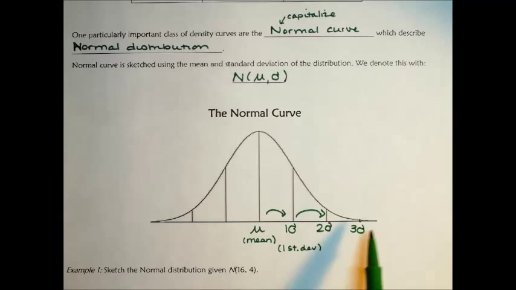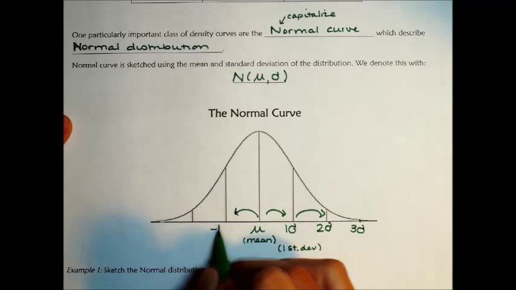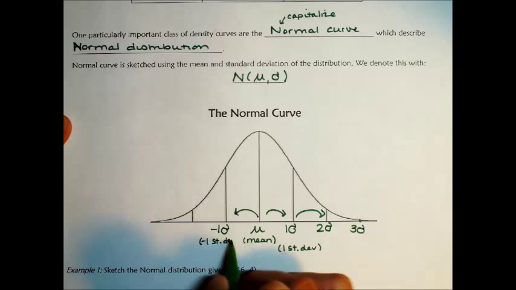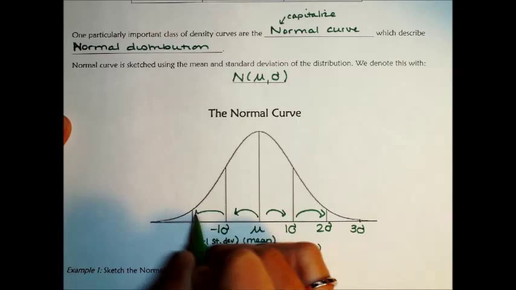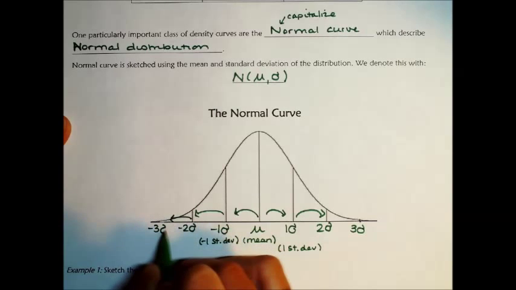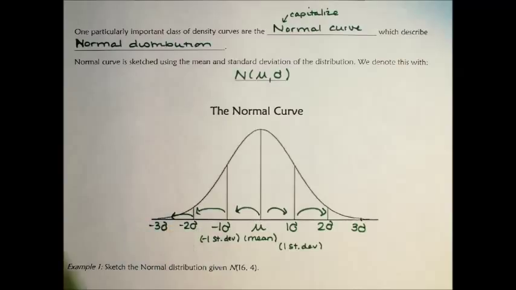Now, if we start back at the mean and we go to the left, we are going down. So this is -1 standard deviation. One more step this way takes us to -2 standard deviations, and one more step takes us to -3 standard deviations. Yes, it is possible for the curve to continue going to the left. Typically, we stop from -3 to +3 standard deviations. So what we mean by this is going to make more sense in a second.